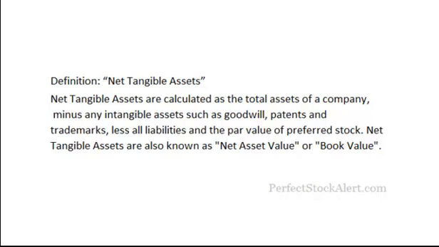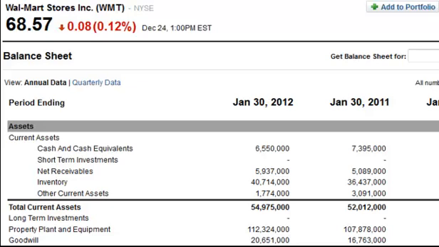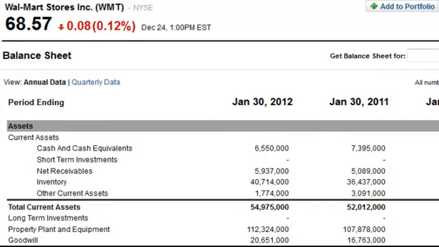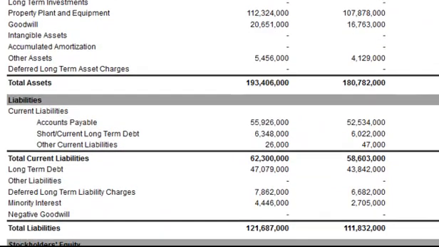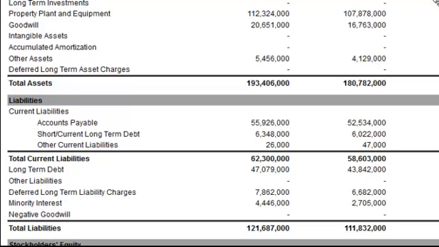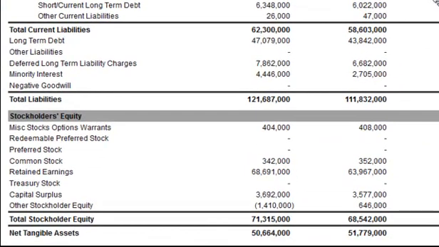Now let's look at an example. For this example, we'll be looking at Walmart Stores Incorporated, the balance sheet, the annual data here, and we're looking at the net tangible assets. You're going to find it at the very bottom of the balance sheet, under the shareholders equity section. You can see the shareholders equity section here, and then at the very bottom you have net tangible assets.